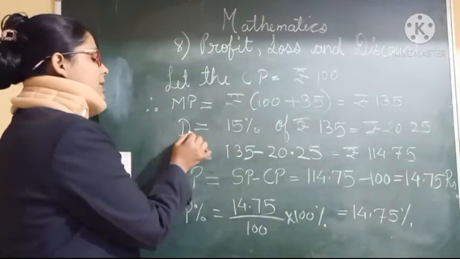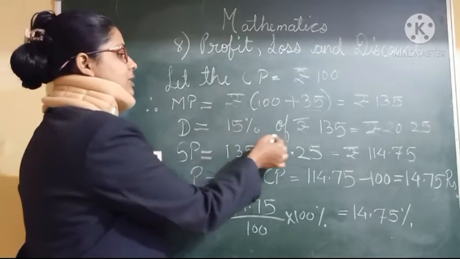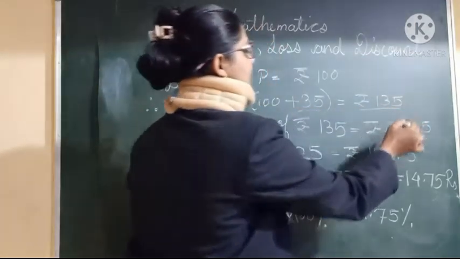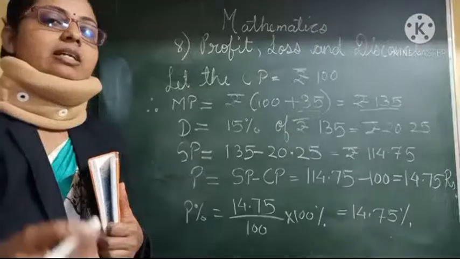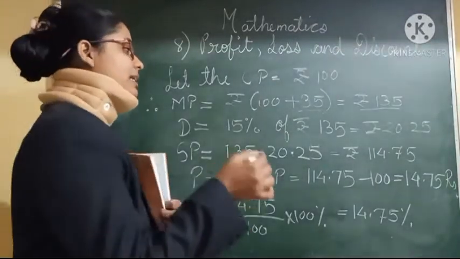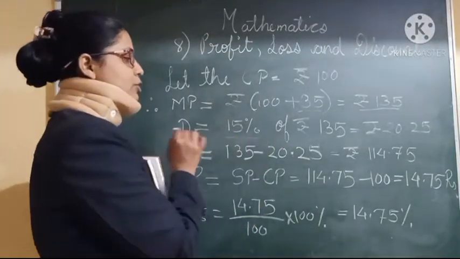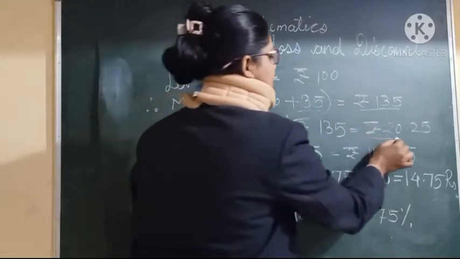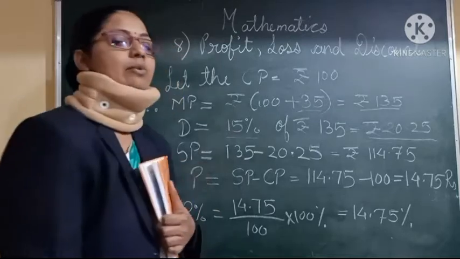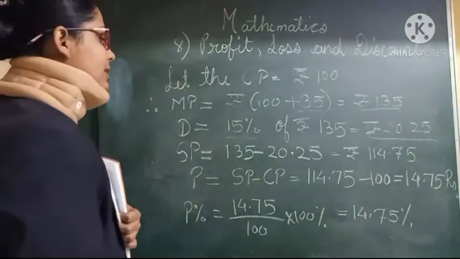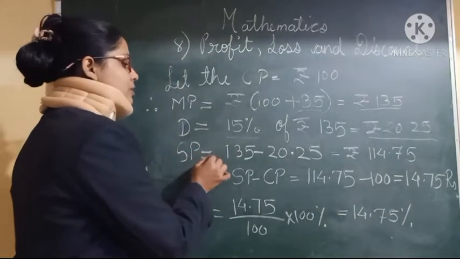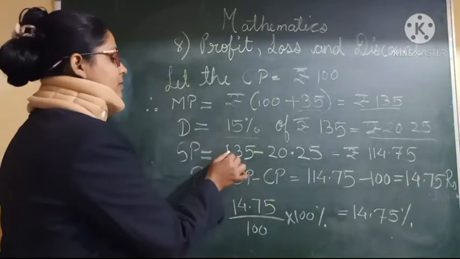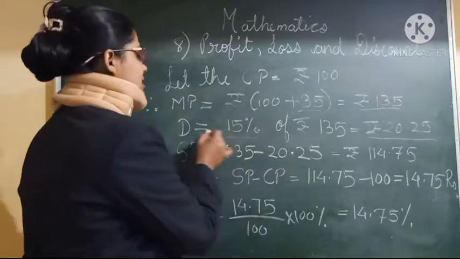Then discount equals 15% of this. Means whatever the mark price is, on that he is giving the purchasers a discount of about 15%. So 15% of mark price will be 20 rupees and 25 paise. Okay. Then selling price we have to take out. So it will be 135 minus the discount, which is how much?